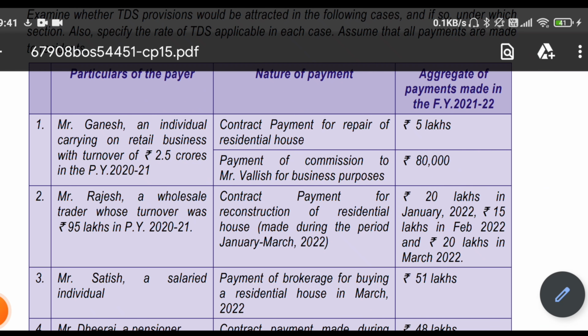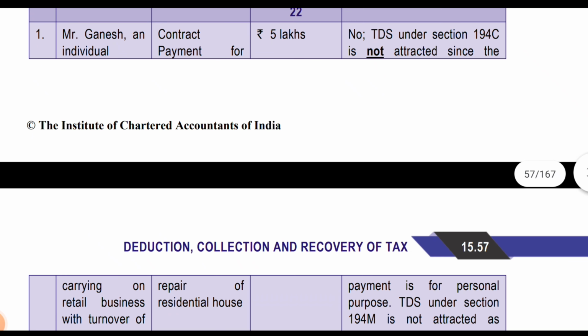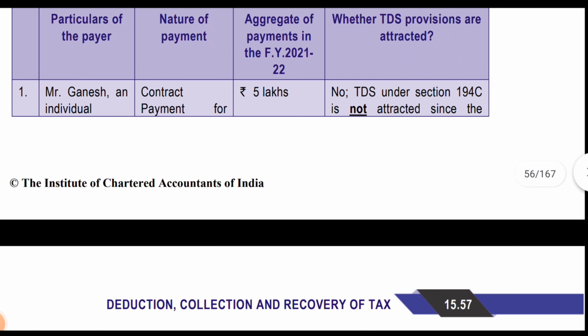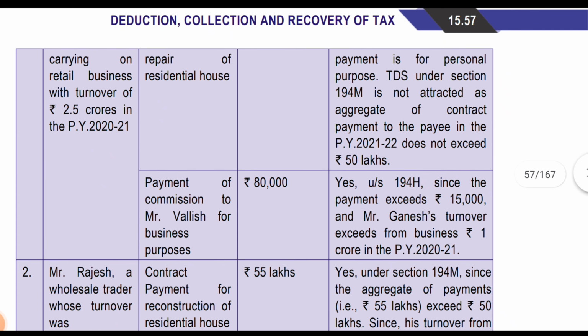Okay, so let's read first, Mr. Ganesh. The contract payment is for repair of a residence, so no TDS is required to be deducted because it is for a personal purpose. And 194M is also not applicable because this will be covered under 194C and J, because turnover is more than 1 crore. And for payment of commission to Mr. Valish for business purpose, TDS will be required to be deducted at the rate of 5% because it exceeds 15,000, right, and Mr. Ganesh's turnover exceeds 1 crore in the previous year.